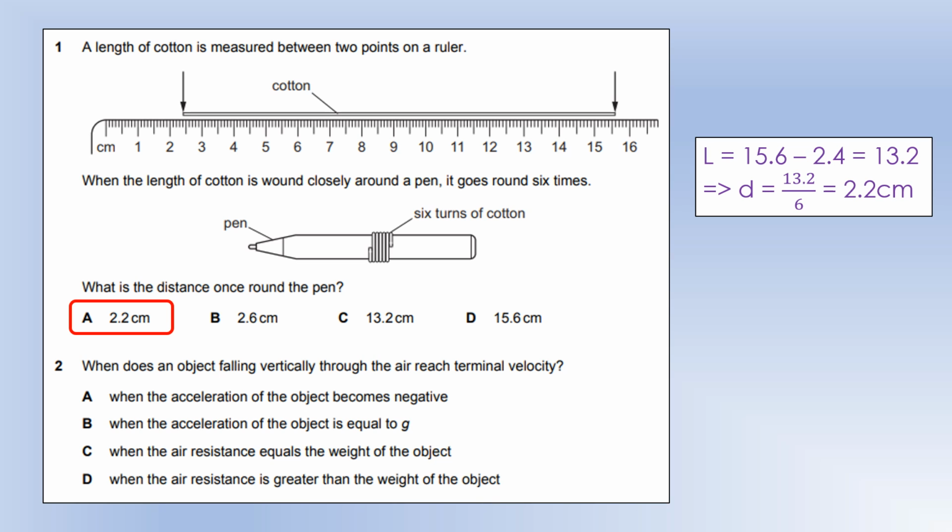So when does an object falling vertically through the air reach terminal velocity? So terminal velocity means velocity is constant, which would mean acceleration is 0. So we can rule out the first two because they both suggest acceleration is not 0. And the reason acceleration is 0 at terminal velocity is that the weight force equals air resistance.